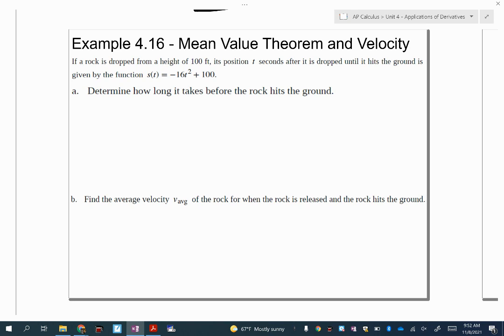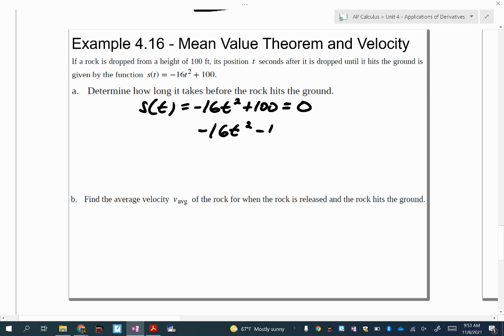So it says, determine how long it takes before the rock hits the ground. So that means I'm looking at where this position function of negative 16 t squared plus 100 hitting the ground would be a position of 0 feet. So solving this, negative 16 t squared equals negative 100. Dividing both sides, you get 100 over 16.